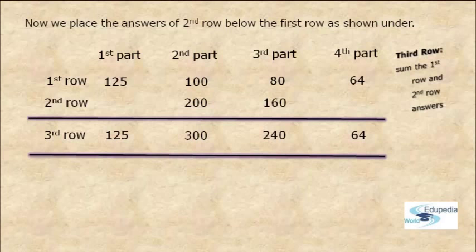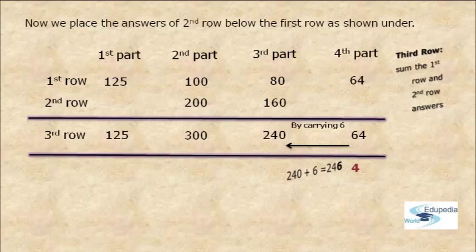Coming to the fourth part, here we have two digits, but according to our rules we should have only one digit. So I am taking the digit in ones place, that is 4, and I am writing that 4 in the answer like this. And the remaining number 6 should be taken as carry on to the third part. Now by adding 240 with the number 6, that is carry on, we will get 246.